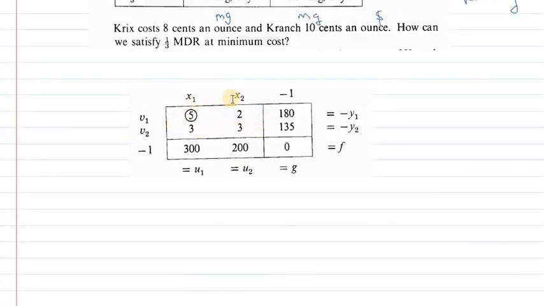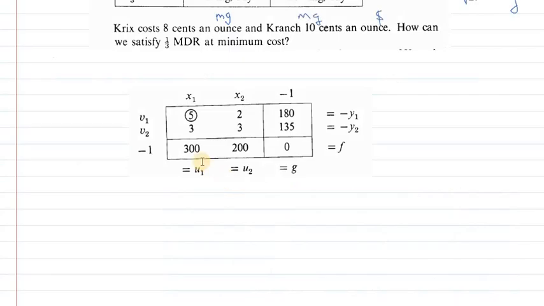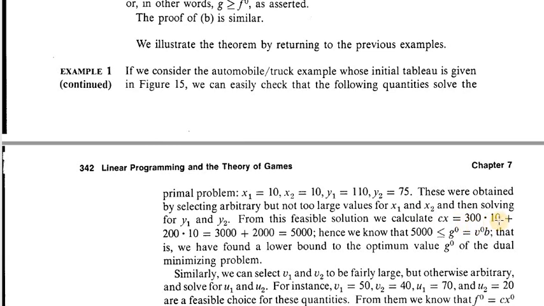So I need to find x1 and x2 so that 5x1 plus 2x2 minus 180 is a negative number, and also 3x1 plus 3x2 minus 135 is a negative number. I don't have to worry about this because I'm just looking for a solution x1 and x2 that satisfies the two constraint equations. And you can verify that x1 is 10, x2 is 10 works, and the result gives you y1 is 110, y2 is 75. All right. Now if you make this choice, then the value of the profit is going to be 300x1 plus 200x2, which gives you 300 times 10 plus 200 times 10, which is 5,000.